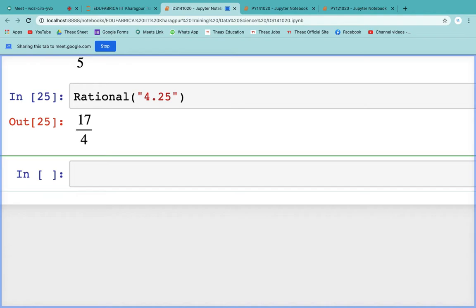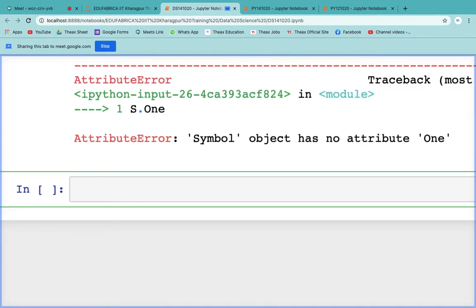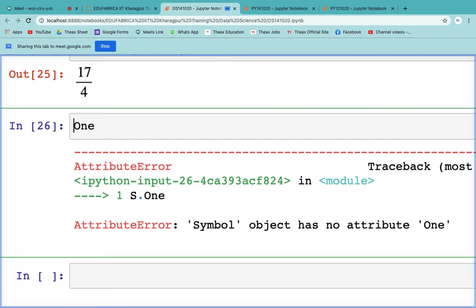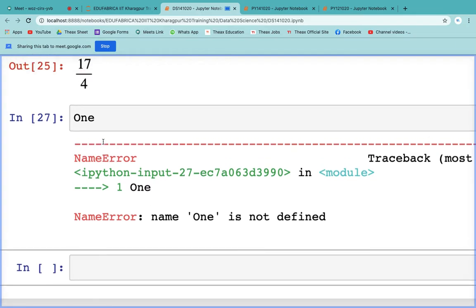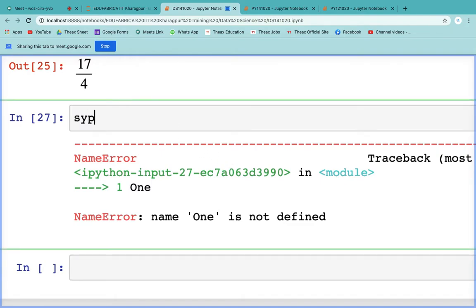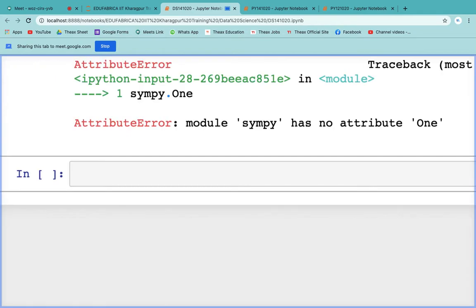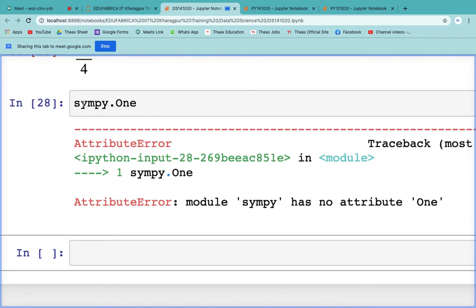Now in SymPy we have something called a real number, which acts like a float. In SymPy we also define 0 and 1 as singleton classes, accessible with zeros and so on. We'll see that if we write S.One, that is 1. Why is it not working? Oh, sorry, it should be just 1. It says SymPy has no attribute of 1.